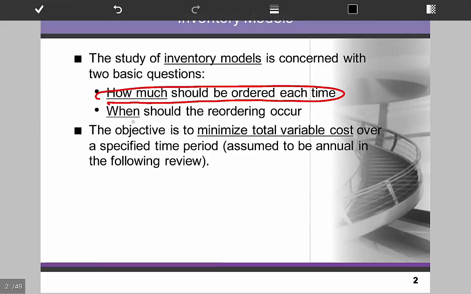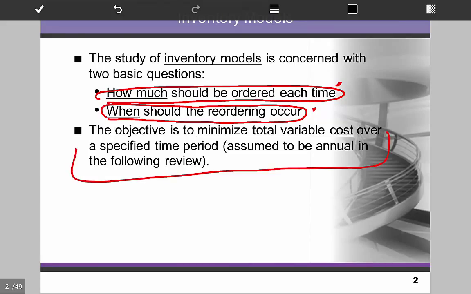Or the next question is, when should you order? Should you wait till everything that's in your storage is finished, or when should you order? So there are two important questions: how much should you order and when should you order? The goal is you want to minimize the total cost of ordering.